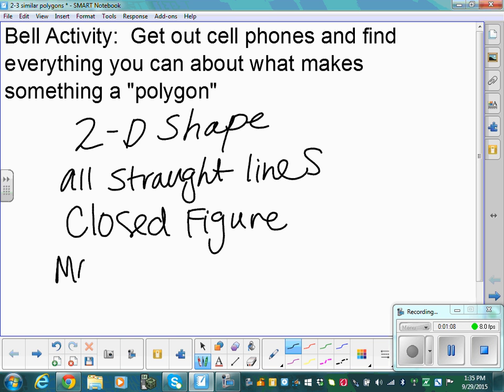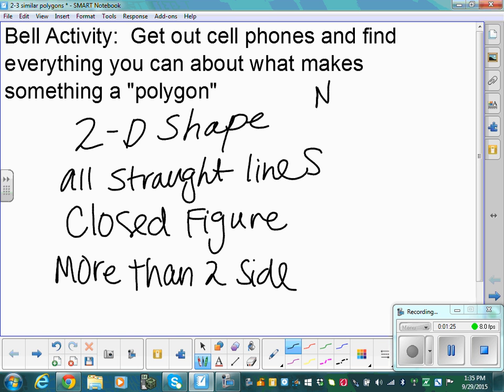So more than 2 sides. Must have at least 3 sides. So triangle, right? Anything after a triangle, right? Because 3-sided. We can't have a 2-sided shape. Yes. It won't have curves. True. No curves. Pretty awesome. So do we kind of have an idea of what polygons are then? Okay, awesome. All right, let's get started.